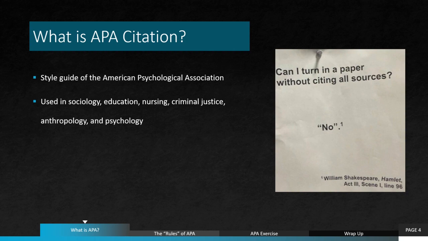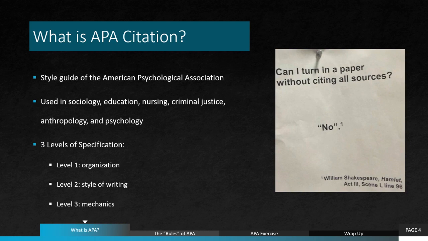A typical APA-style research paper fulfills 3 levels of specifications. Think of it like a roadmap. Level 1 states how research must be organized in your paper. This is the roadmap for readers and allows them to navigate the paper with ease. Level 2 specifies the style of the writing. This includes how things are phrased and what language should be utilized or avoided. Level 3 specifies the mechanics, the details of how everything should look on the page.